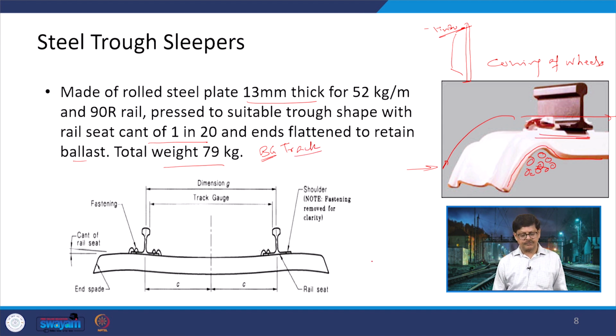So, at the bottom also it is being shown that you have a cant of 1 in 20 here as well as 1 in 20 on this side. The rail has got tilted, and if it is a broad gauge, 1676 mm is being provided here as a clear distance between the two rails. There are certain fastenings with the help of which this rail is being attached to the steel trough sleeper, and then finally this end shape helps it to get into the ballast. And the inside also is in such a manner that it will retain the ballast inside.